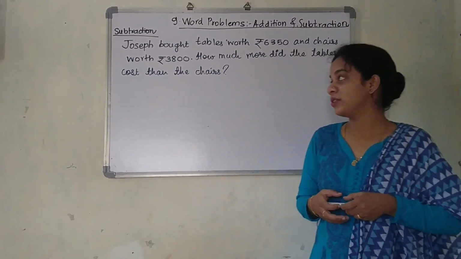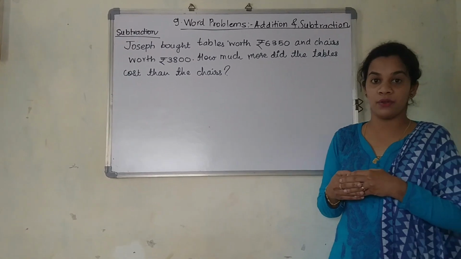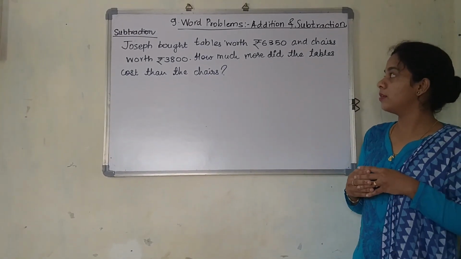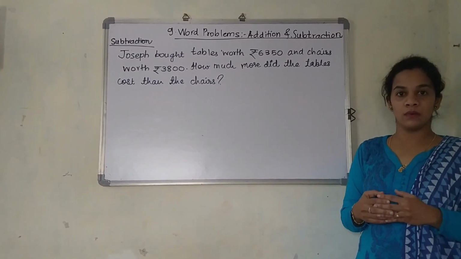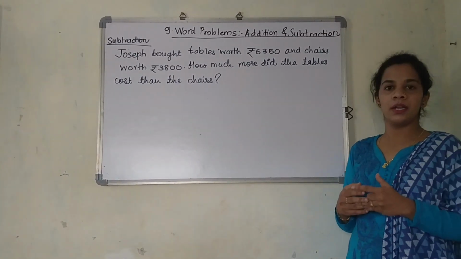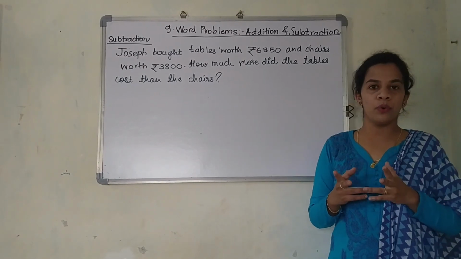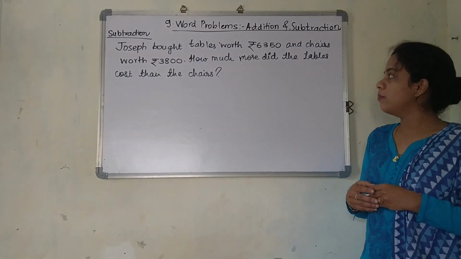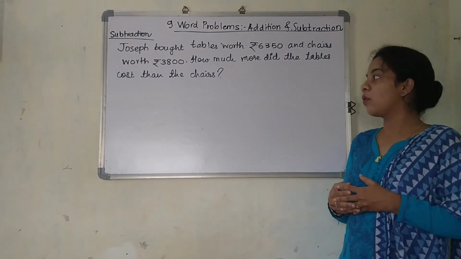So now we are going to see the next question based on subtraction. How we are going to identify that also we will see. Joseph bought tables worth rupees 6,350 and chairs worth rupees 3,800. Okay, so he bought 2 items, one was a table and another one was a chair. How much more did the tables cost than the chairs?